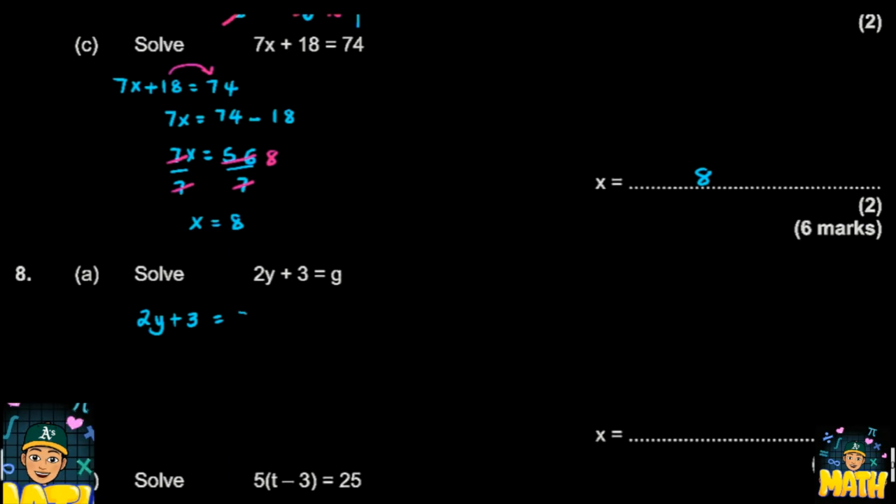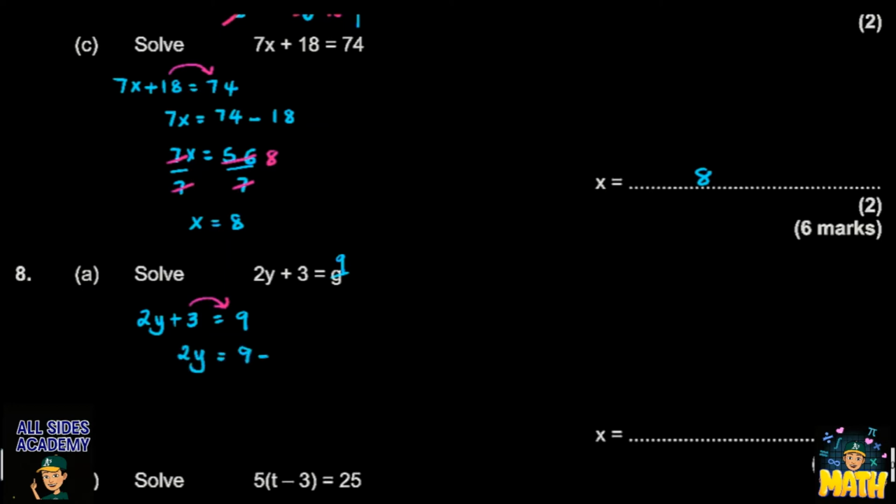2y plus 3 equals 9. That should be 9 right there, so I'll change that to 9. Yes, so we take the 3 to the other side and it becomes negative.